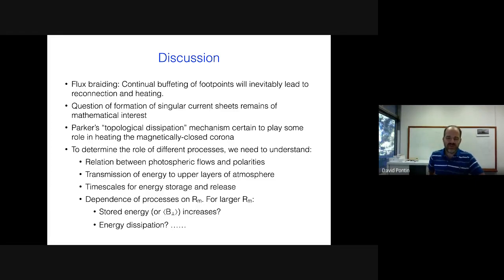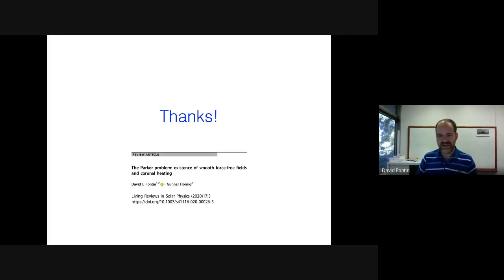Now, exactly what role that is remains to be seen, and we still need to understand a bunch of things about different processes in order to assess that. So, for example, the relation between the photospheric flows and polarities, how energy is transmitted up to the corona, the timescales for energy storage and release, and these issues that are hard to address computationally on how all these various processes that we talked about depend on the magnetic Reynolds number. So I'll stop talking now and happy to take questions and direct you to this review article for much more detail on everything I've said today.